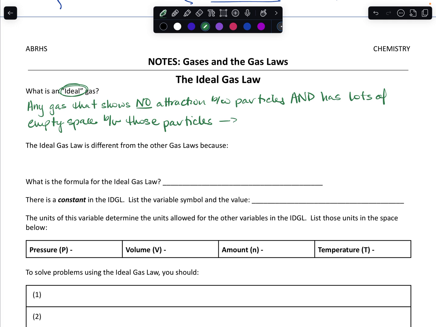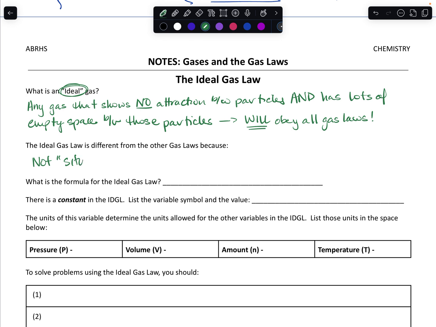If that is the case, if we call that gas ideal, then we can with almost 100% certainty say that gas will obey all the gas laws in a predictable manner. In other words, I don't need to really think about it. I just know it's going to do what Boyle's law says it should do, what Charles's law says it should do.